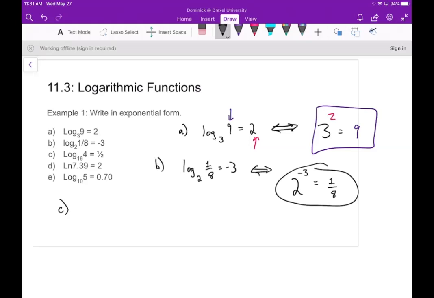Then we have log base 16 of 4 is equal to 1/2.